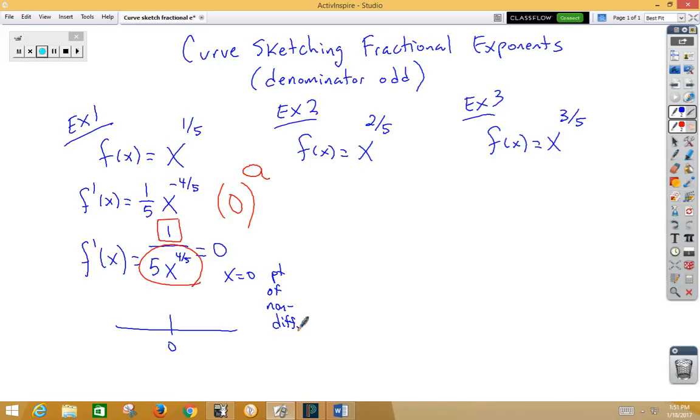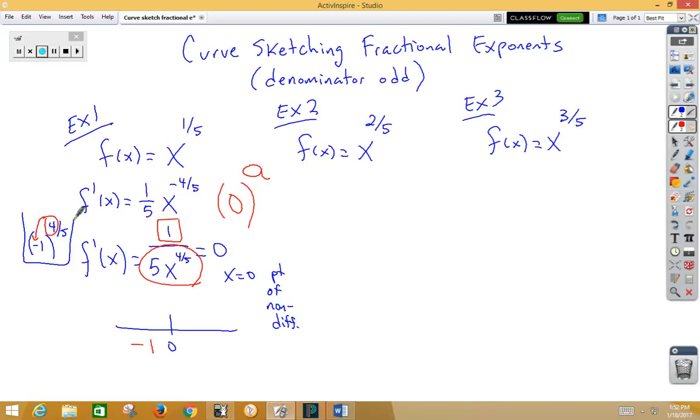If I pick something to the left of 0, like -1, and I throw this in, well, now what we need to realize is what happens when we do negative 1 to the 4/5. Well, because the numerator is even, we have an even number of negatives, so that's going to be a positive, but 1 to any exponent is still 1.